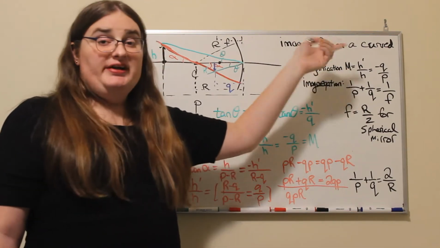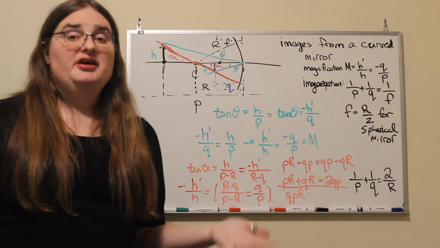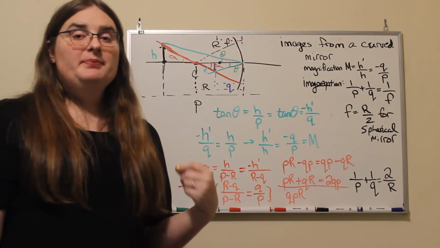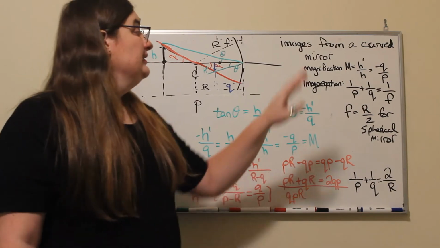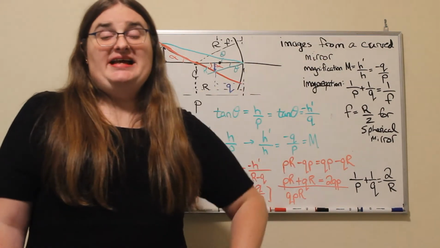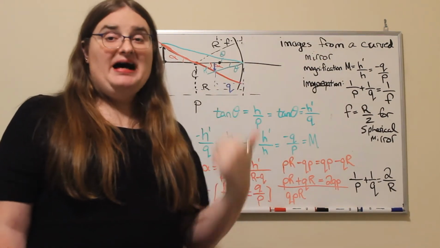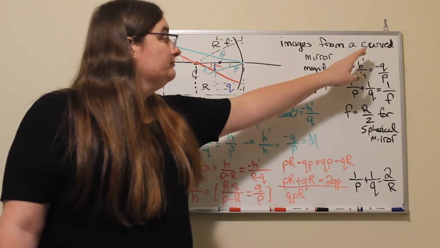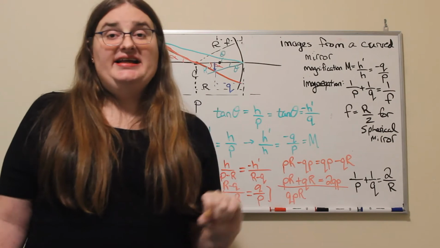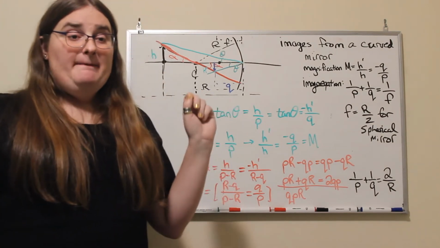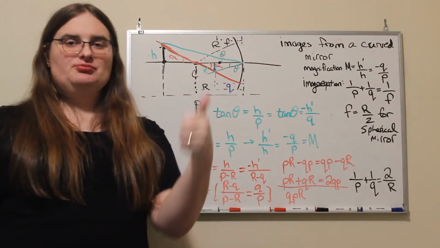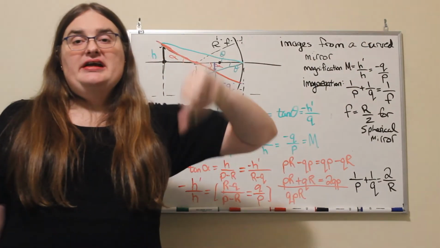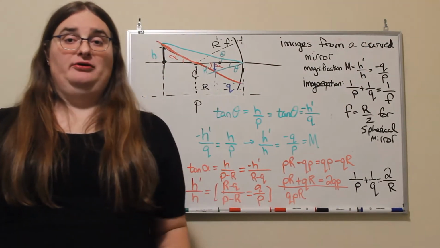So if the number's greater than 1, it's enlarged. If the number's smaller than 1, it's reduced. If the number is negative, then it's flipped upside down, and if the number is positive, it's right side up. So an image height is positive if it's right side up. An image height is negative if we observe it upside down.